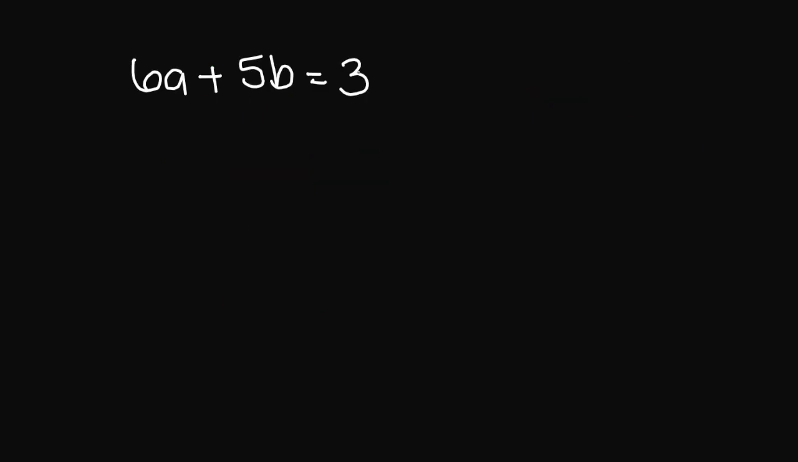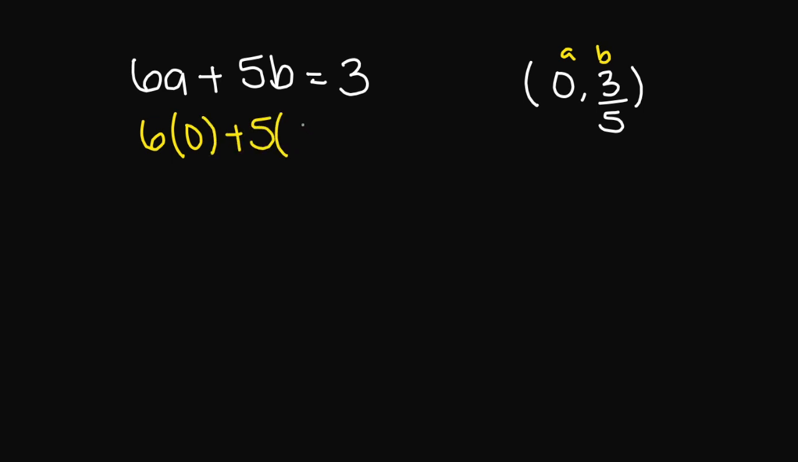Let's look at this example here. 6a plus 5b equals 3. And our ordered pair here is going to be 0 and 3/5. This is my A and this is my B. We're going to plug in our numbers. So 6 times A, this is going to be 6 times 0 plus 5 times B. So 5 times 3/5 equals 3. 6 times 0, this is going to be 0 plus 5 times 3/5. This is going to be 15/5 equals 3. And let's solve it over here.